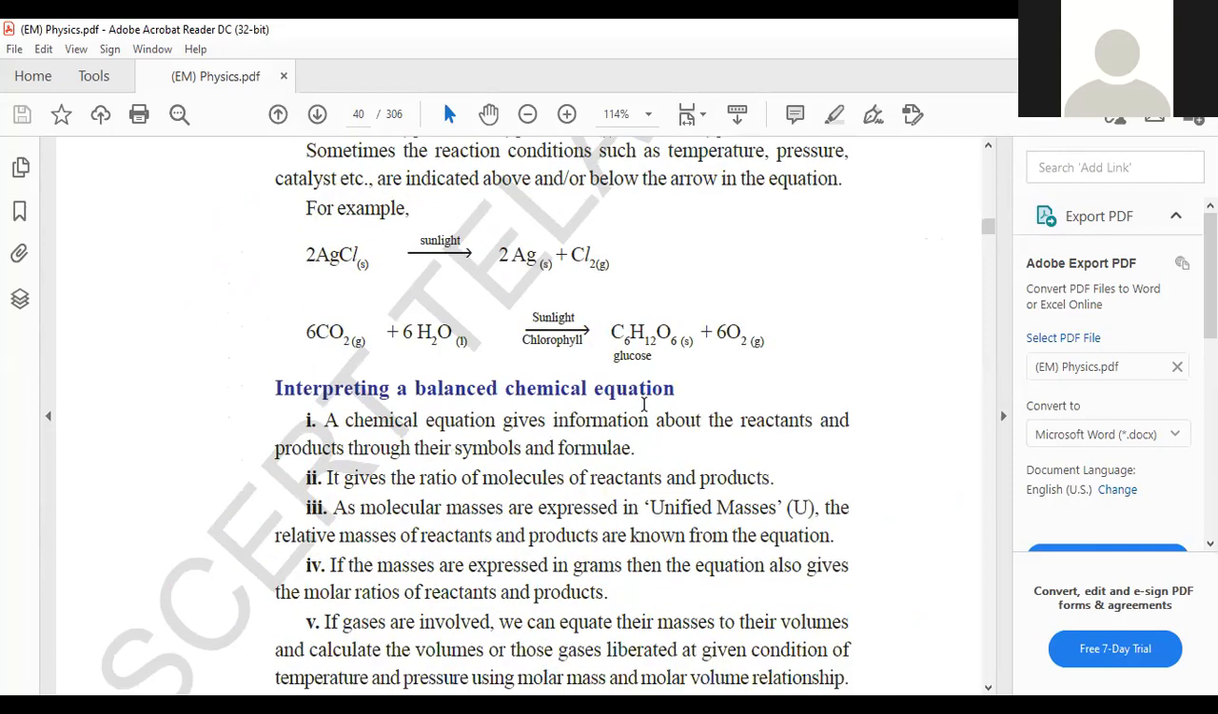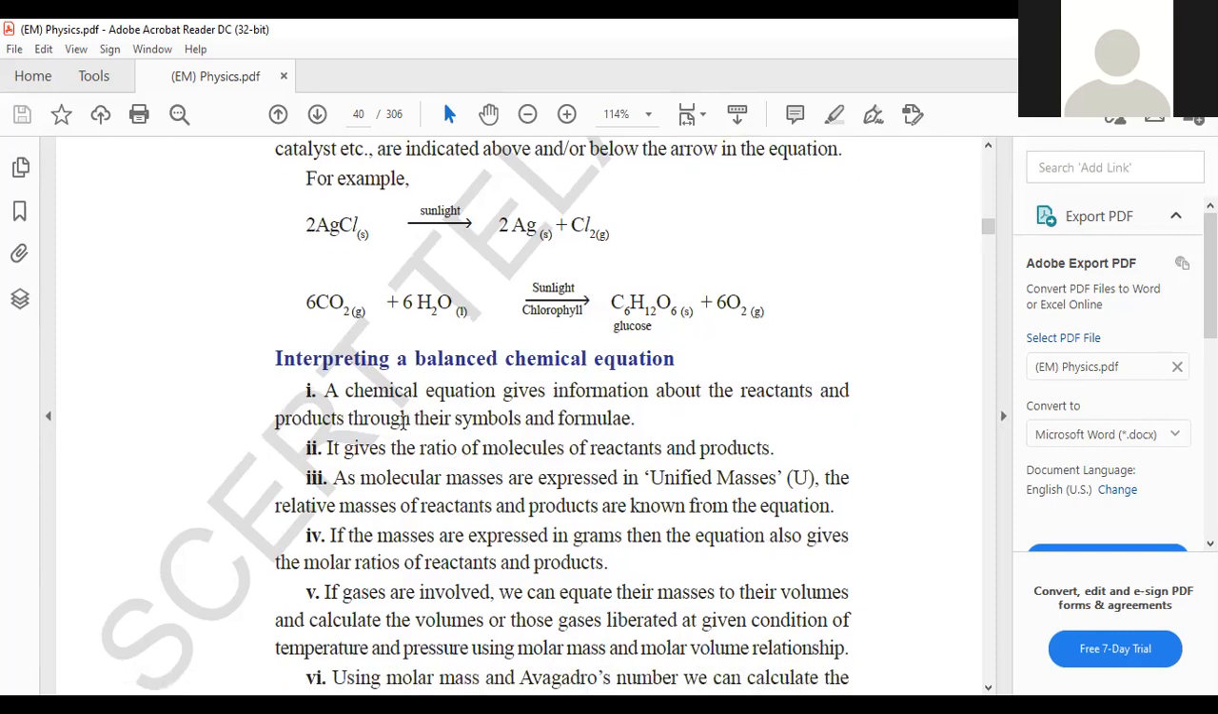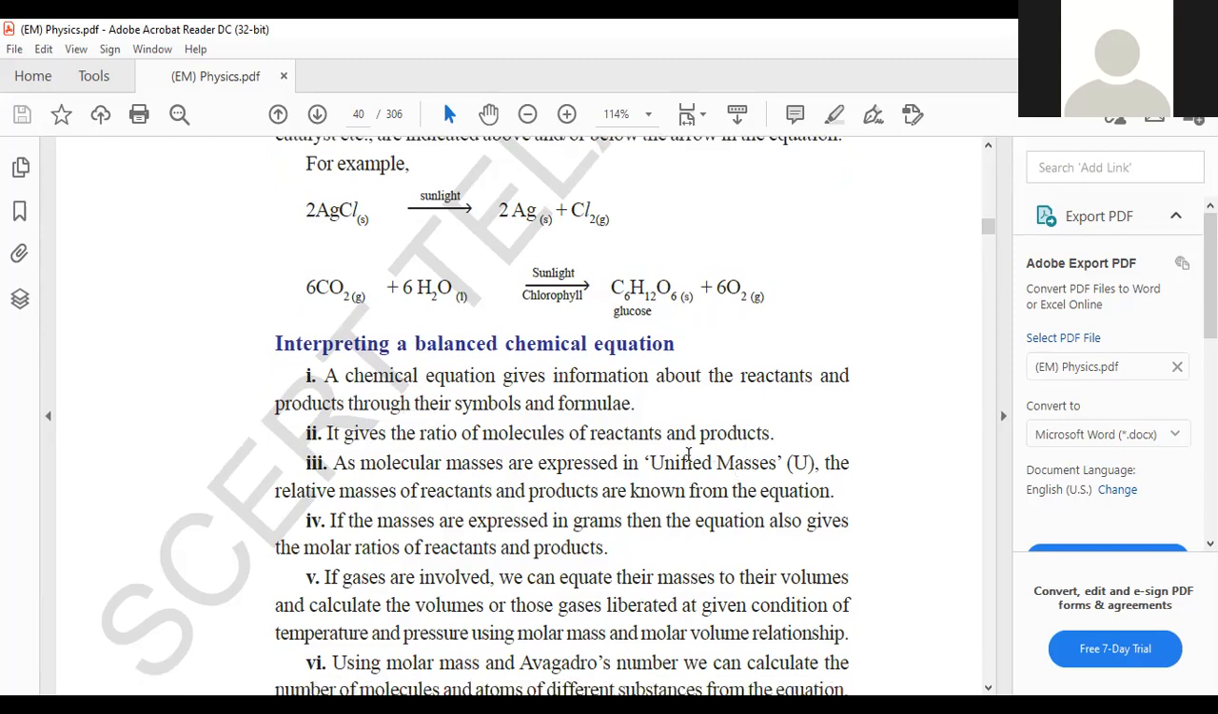Chemical equation. How can we interpret whether the equation is in balanced form or not? How can we predict whether it is a balanced equation? The chemical equation gives the information about reactants and products in their symbols, in their formulas. How many reactants are there? How many products are there? We can analyze. And what is the reactants ratio? What is the product ratio? How many reactants are combining? How many products are formed?